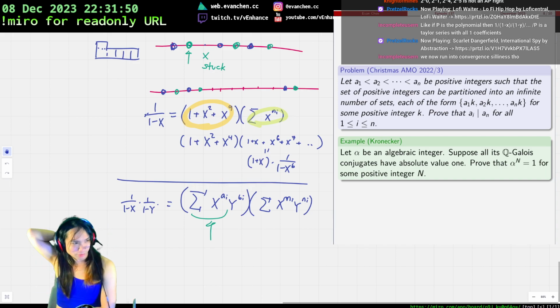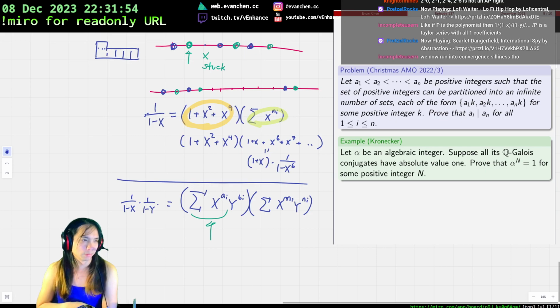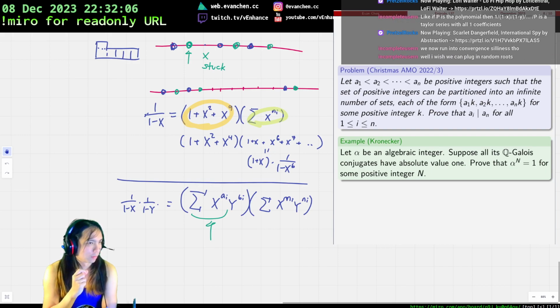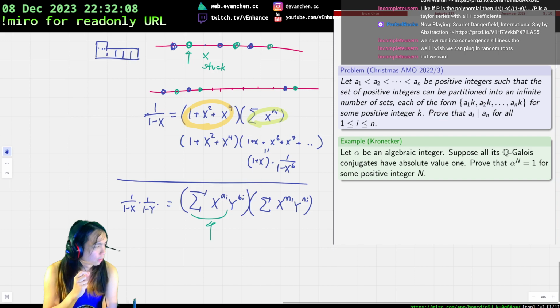You never run into convergence silliness? No, I don't think so. As long as your absolute values are less than 1, nothing bad happens. Fix any value of y with absolute value less than 1 and then focus on just the x part. No, you don't have to plug in a root for y. Wait, what's the issue?